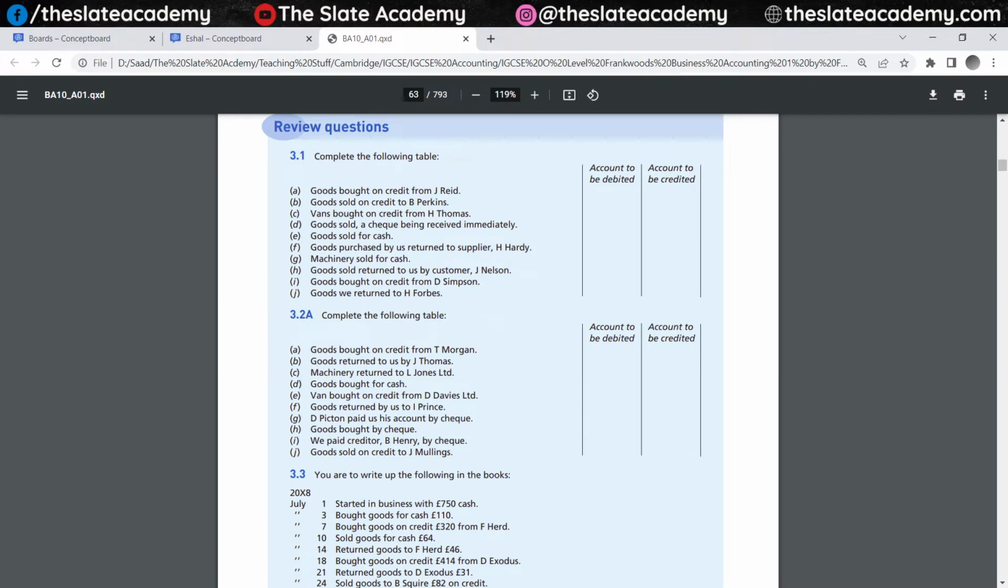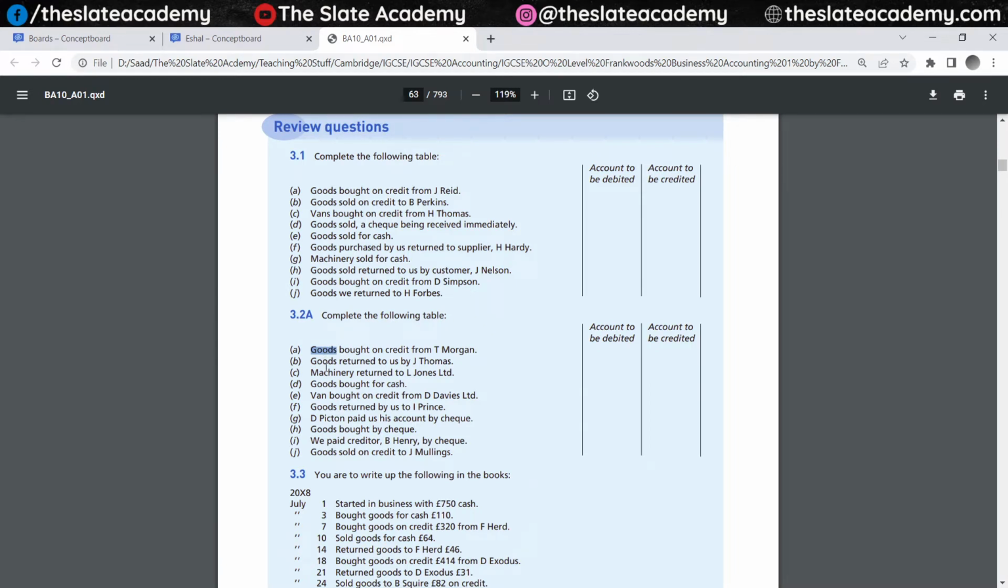Acha ji, for the first one, goods bought on credit from T. Morgan. Which account will be debited and which account will be credited for the first transaction? Purchases. Okay. When it mentions goods, it means that these are goods which would eventually be resold. So when it simply says goods, it means purchases. Similarly, when it simply says goods sold, it would be the sales account which would be impacted. Okay. Achha, so over here, the entry would be purchases debit and T. Morgan credit.